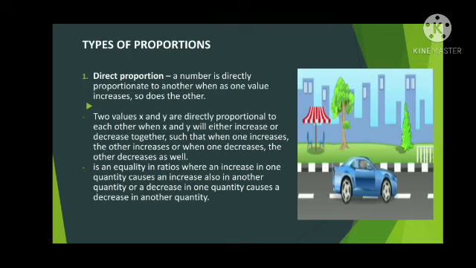Two values x and y are directly proportional to each other when x and y will either increase or decrease together, such that when one increases, the other increases, or when one decreases, the other decreases as well. It is an equality in ratios, where an increase in one quantity causes an increase in another quantity, or a decrease in one quantity causes a decrease in another quantity.